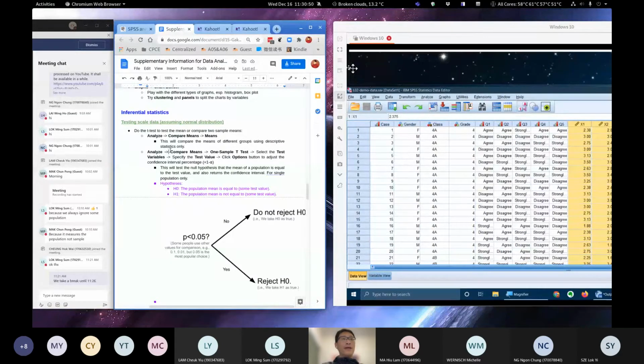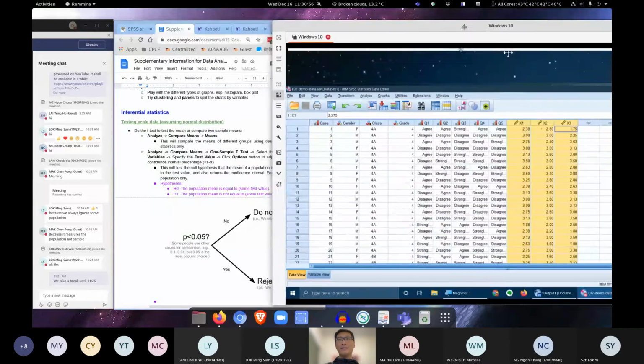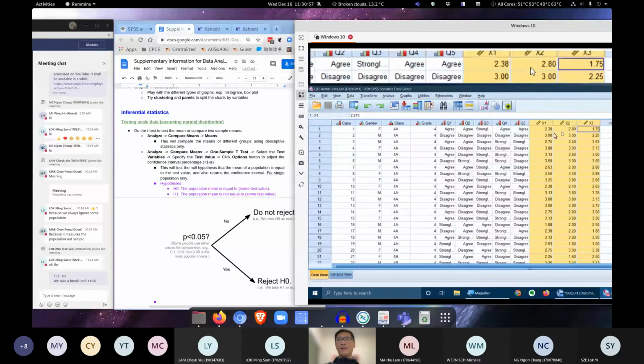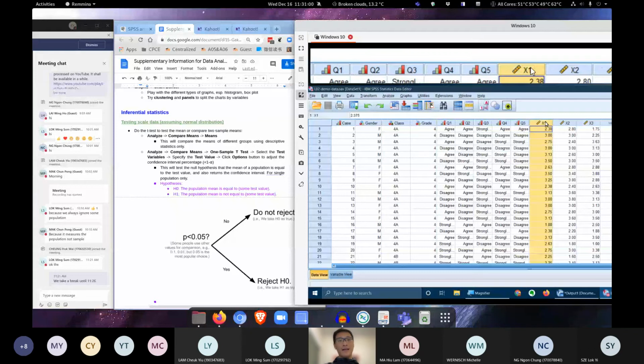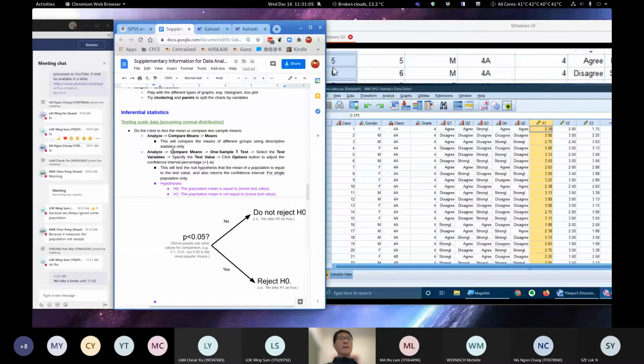Now, first of all, we can test the scale level data. And in this case, we have the scale level data here on the right-hand side. So let's just pick one of them to do some tests. Now, there are a number of tests that you can do. The first one that I want to talk about is the one sample t-test.